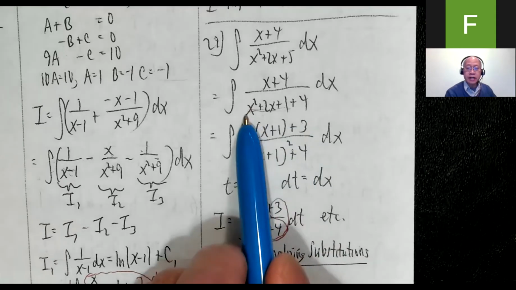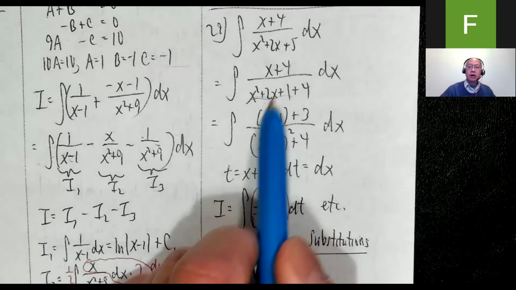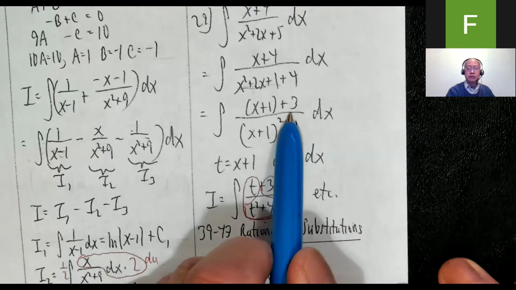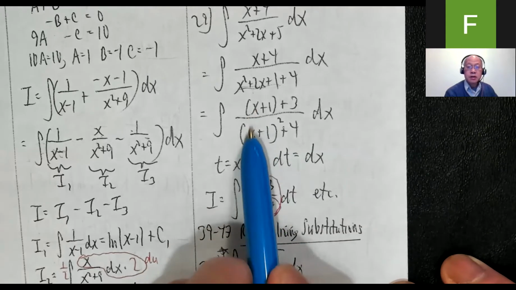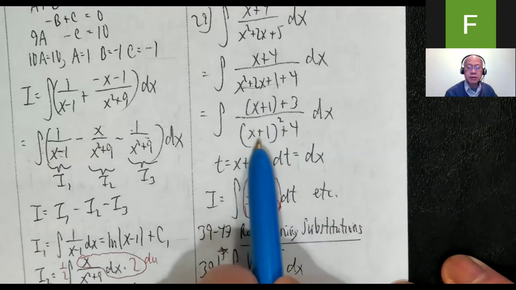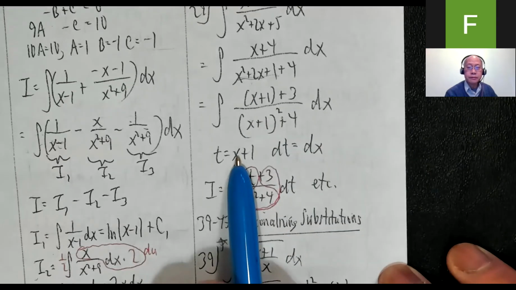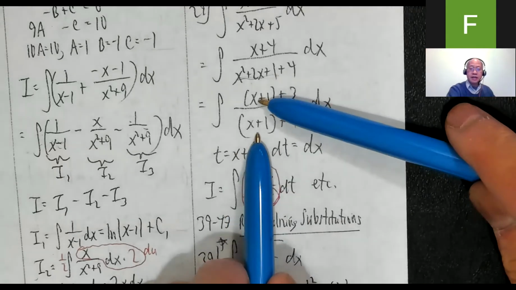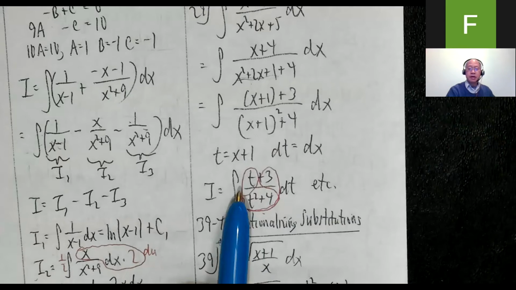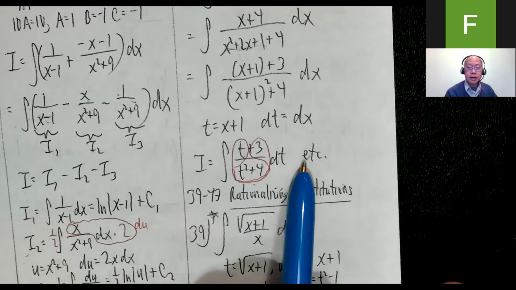That factors into x plus 1 squared, and the numerator, x plus 4, I'm going to write as x plus 1 plus 3. That way I'll do a substitution. So x squared plus 2x plus 1 factors into x plus 1 squared, plus 4. Let t equal x plus 1. dt equals dx. So right here, change that to t, change that to t. So it's going to become t plus 3 over t squared plus 4. And then I'll just say, etc.